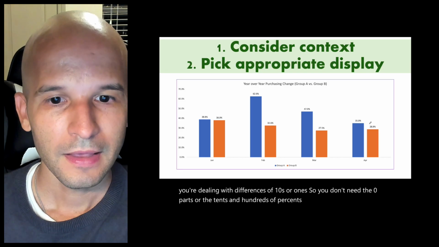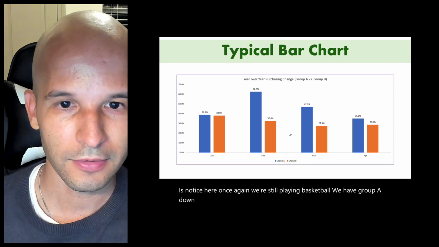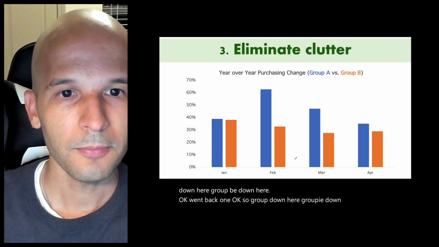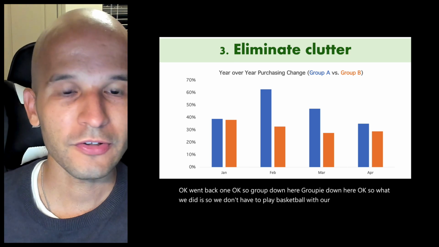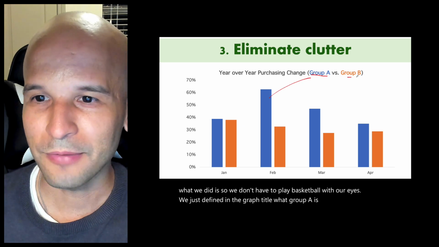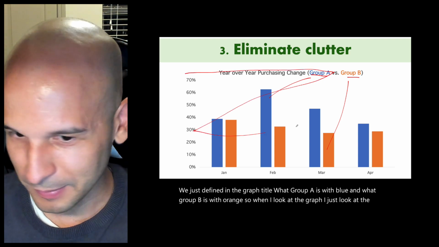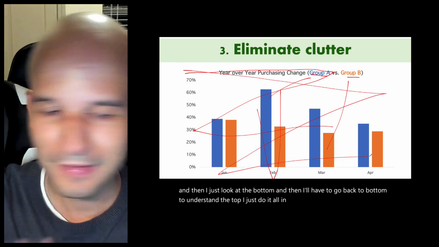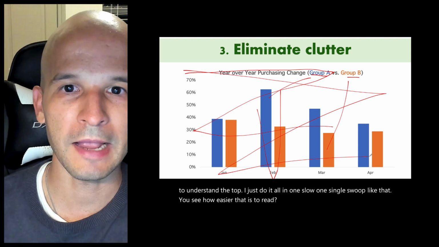The other thing too is, notice here, once again, we're still playing basketball. We have Group A down here, Group B down here. Okay, so what we did, so we don't have to play basketball with our eyes, is we just defined in the graph title what Group A is with blue and what Group B is with orange. So when I look at the graph, I just look at the top and then I just look at the bottom. And then I don't have to go back to the bottom to understand the top. I just do it all in one single swoop, like that. You see how easier that is to read than what you were looking at before?